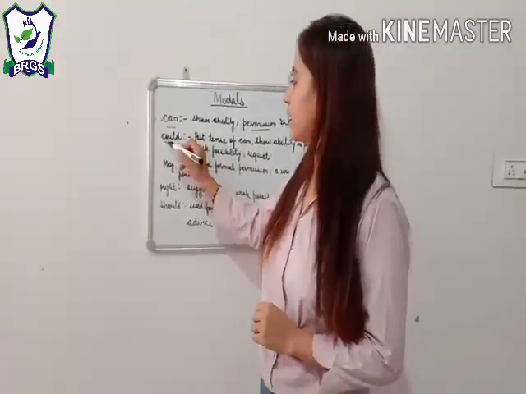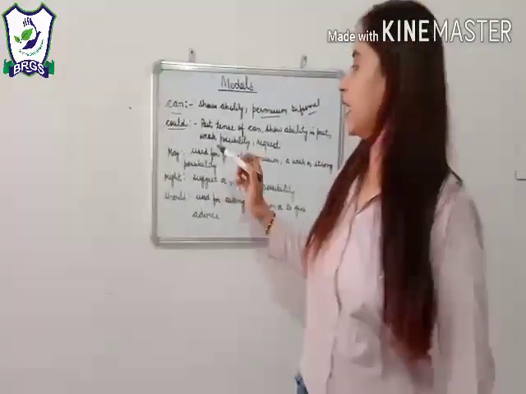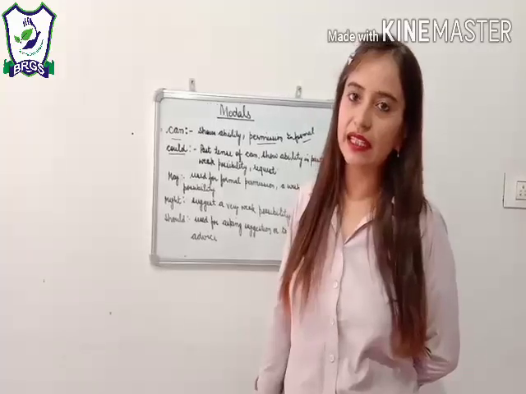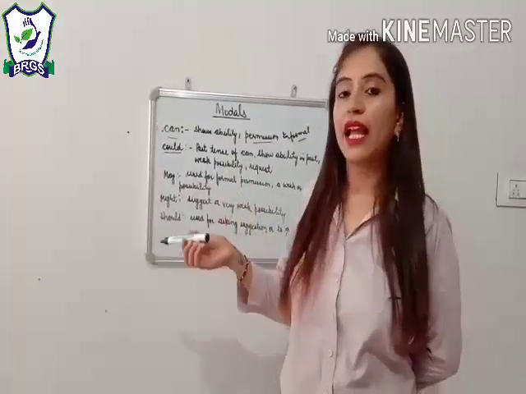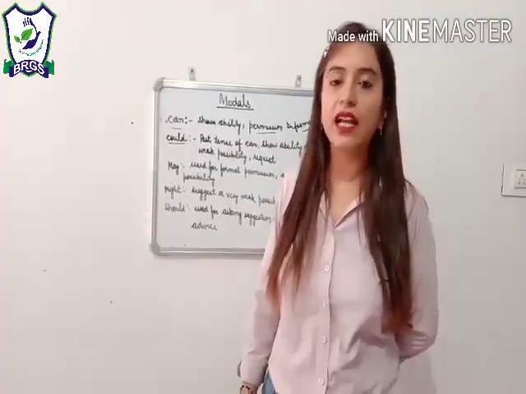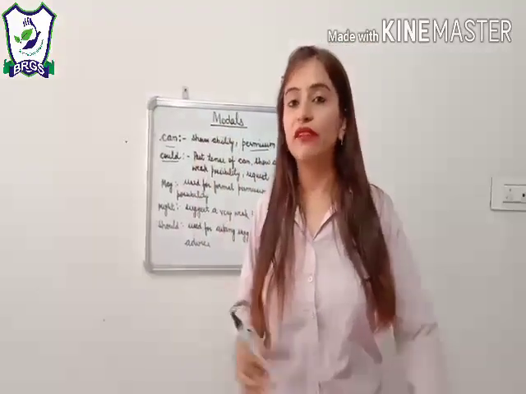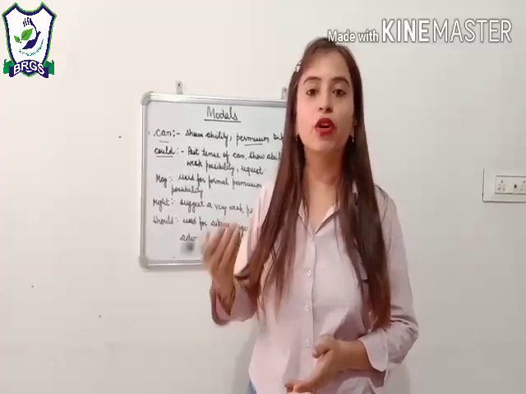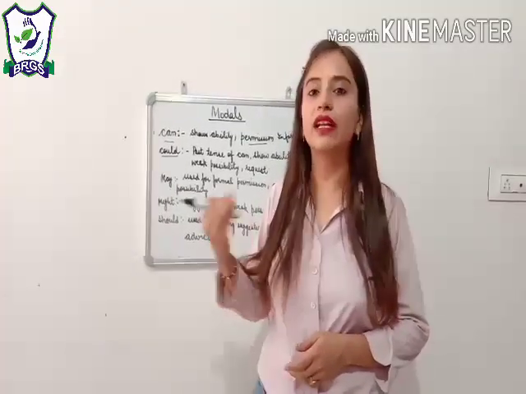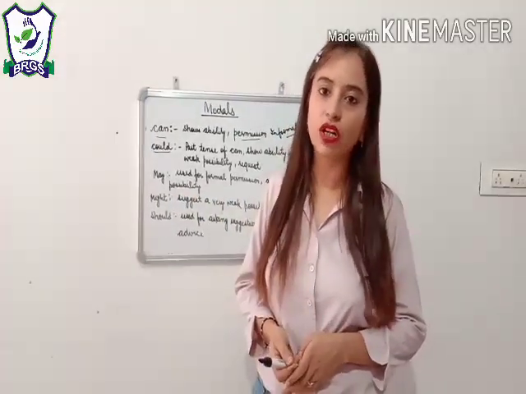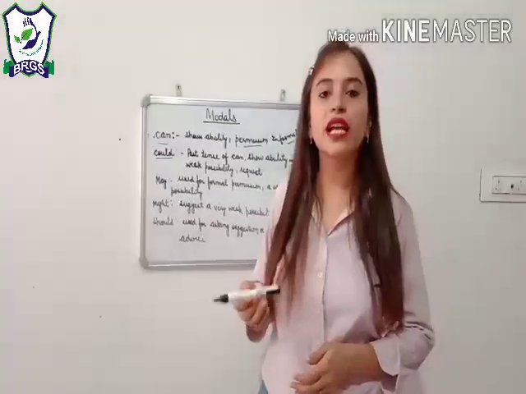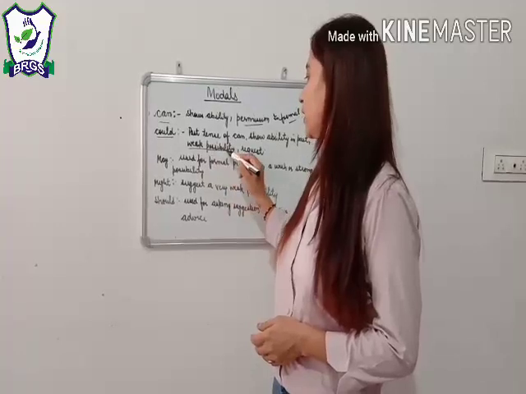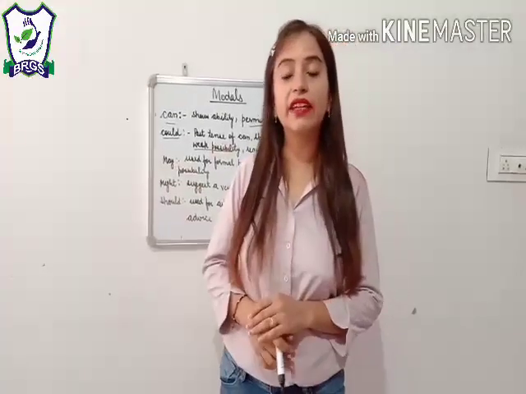Now, our next one is could. Could is the past tense of can and it shows ability in past. I could run very fast when I was young. So it shows the ability in past and it shows very weak possibility.